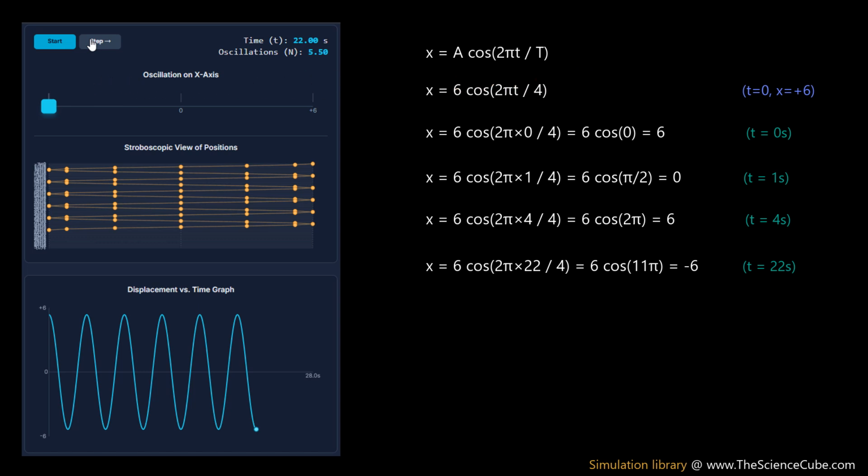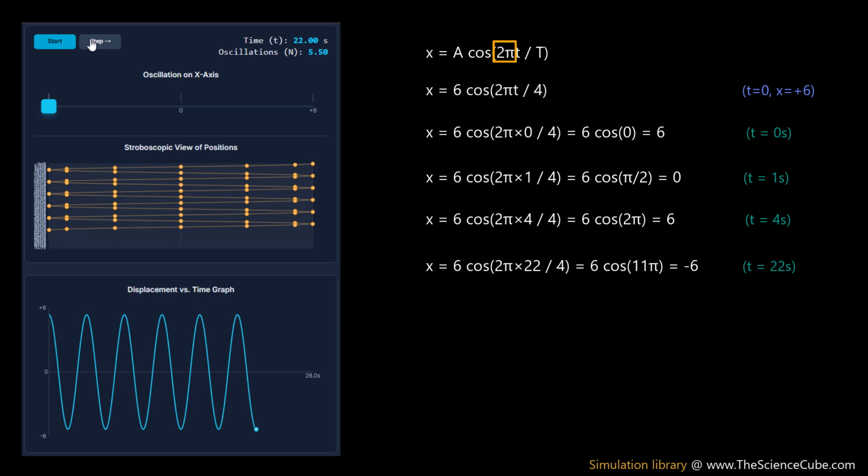Also notice the term small t by capital T that basically tells us what fraction of a cycle has passed. And when we multiply that fraction by 2 pi radians, or the angle for one full cycle, we get the total phase in radians covered.